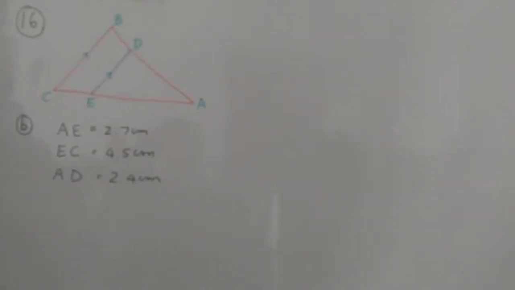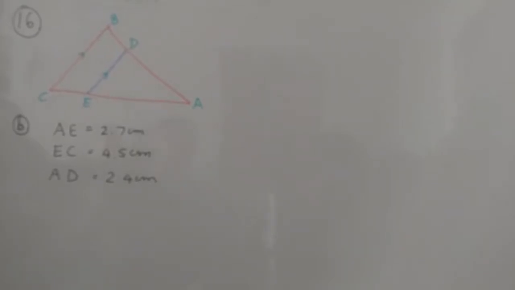DE is parallel to BC. So we are given DE parallel to BC, and accordingly the symbols are given in the figure, as you can see. Now I took part B, in which AE is equal to 2.7, EC is equal to 4.5, and AD is equal to 2.4. We want to find the value of BD here.